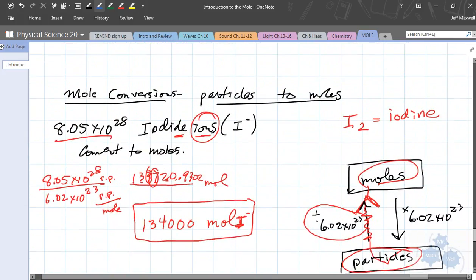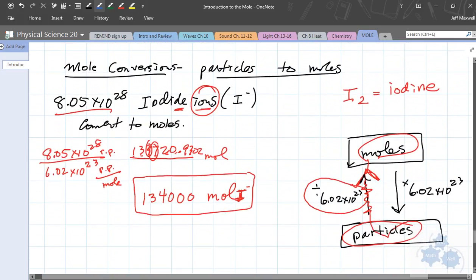Okay, so those are some molar conversions for you. I'm going to let you continue working on your worksheet now. You should be able to do every question on this assignment. So you can head back to the beginning there and keep working on that assignment.